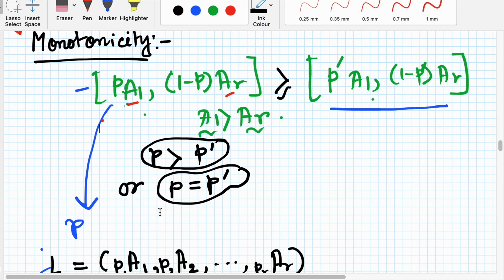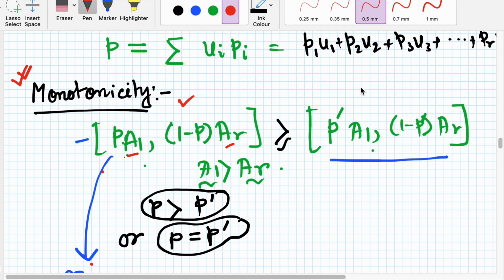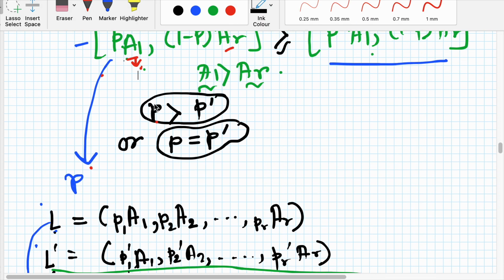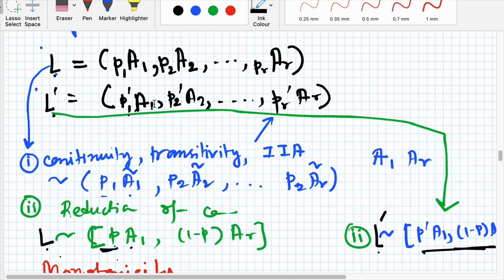that subject should choose the lottery in which the probability of the most preferred outcome occurring is higher. That lottery should be chosen by the subject. That means this lottery will be preferred over this lottery if and only if the probability of the most preferred outcome P is greater in this lottery. So this is monotonicity.